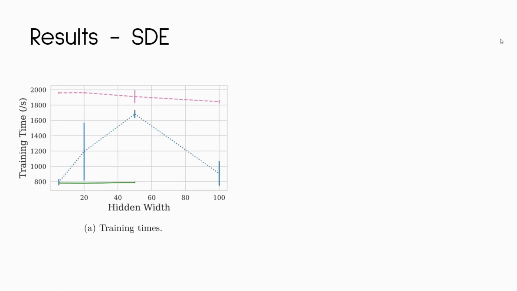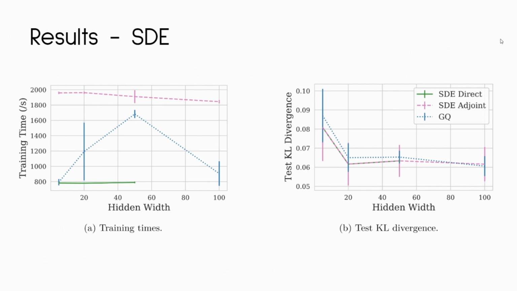Then we tested on a stochastic differential equation. What we plot here in green is the direct backpropagation, in blue is our Gaussian quadrature method, and in pink is the SDE adjoint method. Firstly, on the left, we see that the direct method runs out of memory at a hidden width of 50, as we might expect. So instead, we need to use these memory efficient methods, but we see that the Gaussian quadrature method is faster on the whole than the adjoint method. And then looking at the test KL divergences, we see that they roughly match. The reason they likely don't match exactly is because we trained the ODE approximations rather than the SDE directly with our GQ method.